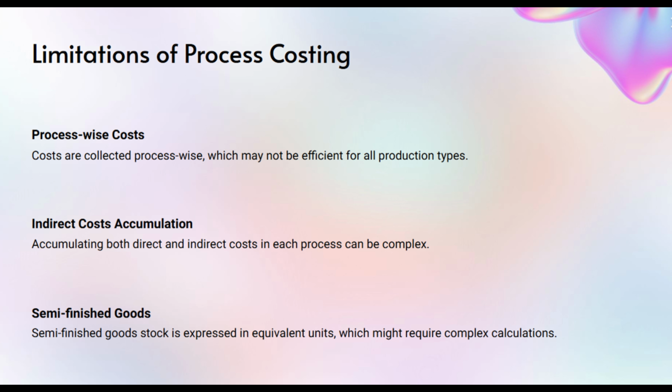Number two, indirect cost accumulation. Accumulating both direct and indirect costs in each process can be complex. Number three, semi-finished goods. Semi-finished goods stock is expressed in equivalent units, which may require more complex calculations.